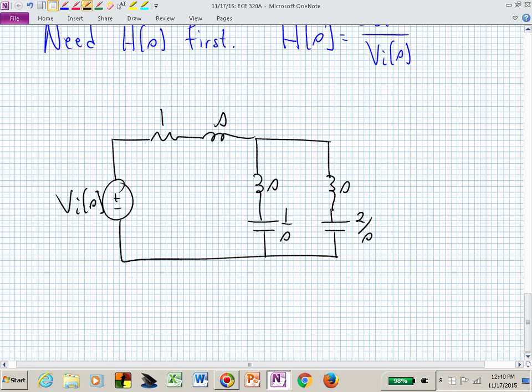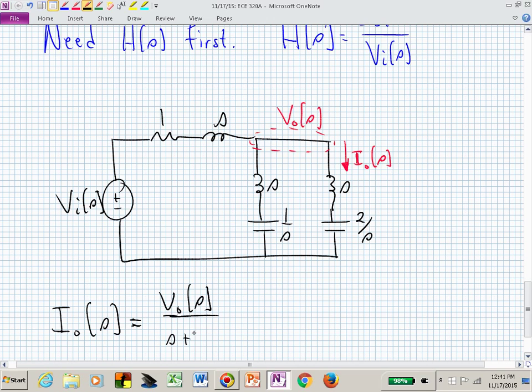Now in this circuit, I can use my V sub 0 of S. Here was the I sub 0 of S. And if you were thinking your way through this problem, you could say, I'm going to find I sub 0 of S from V sub 0 of S, which will then be V sub 0 divided by what? S plus 2 over S, or the impedance in that branch.